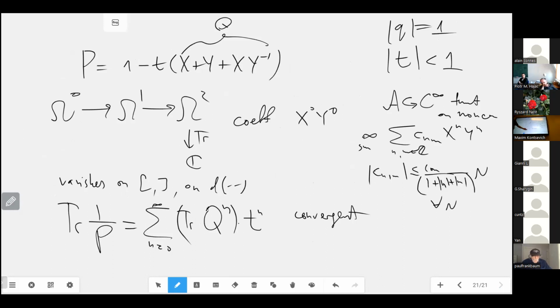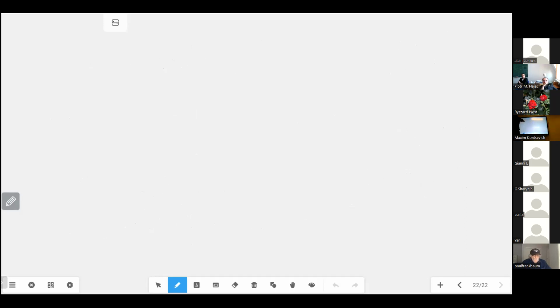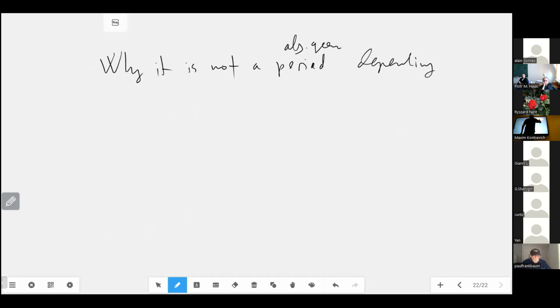But it doesn't look like one at all. One can try to write this; it gets a series in one variable t. Maybe I can explain why it is not a period, an algebraic-geometric period depending on parameters. The reason is there are parameters t and also this parameter q. These are algebraic parameters of my problem. There are two parameters.